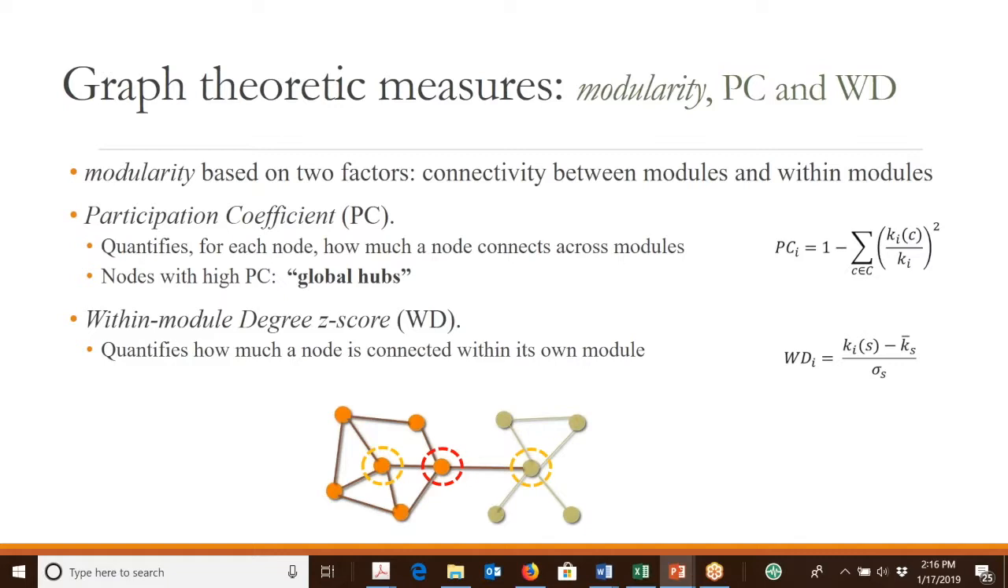So for every node, we can measure its PC value and its WD value, and for the network as a whole, we can measure its modularity value. We can also, for the network as a whole, get an average PC value. So these are the values on average of all the global hubs, the PC values of the global hubs. And we can also get an average WD value, which is the average WD value of the local hubs in the network.